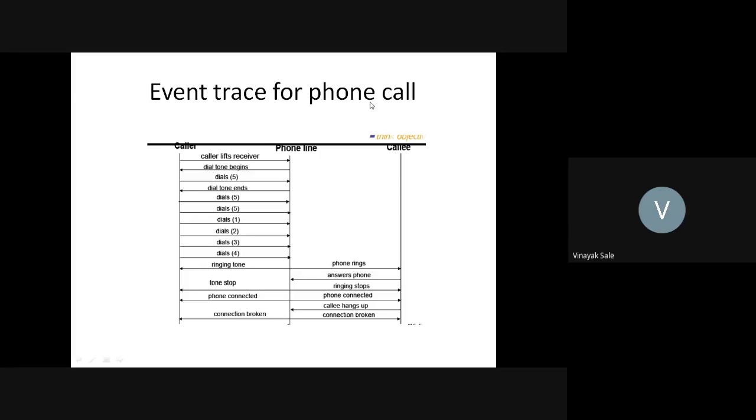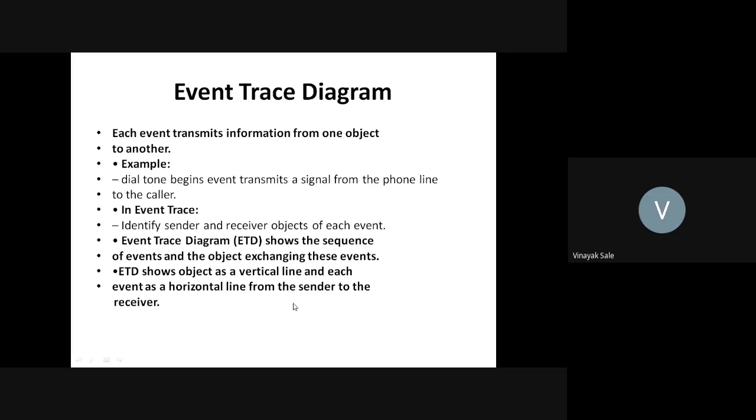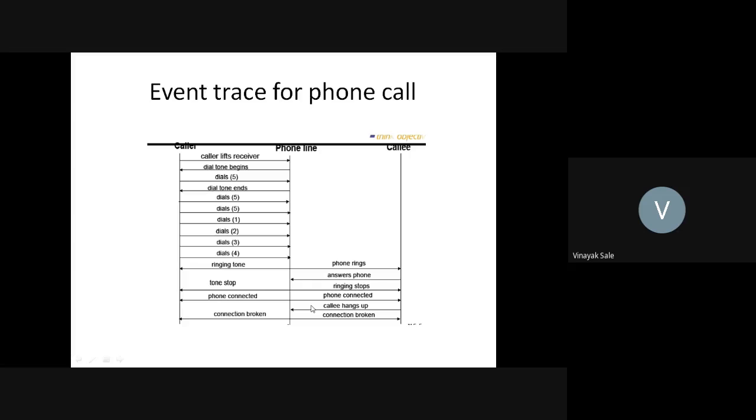So this is the event trace diagram for a phone call. The vertical lines indicate objects, and events occur as horizontal lines. These are the objects: caller, phone line, and callee. These horizontal lines are the events. The event trace diagram for a phone call is asked for 8 marks, so please do it carefully.